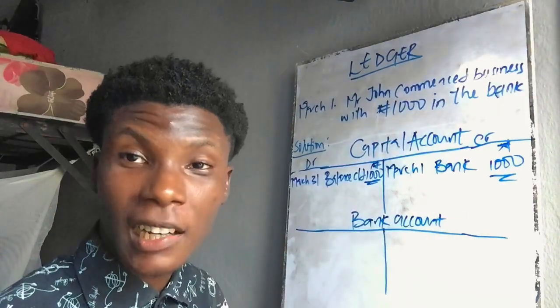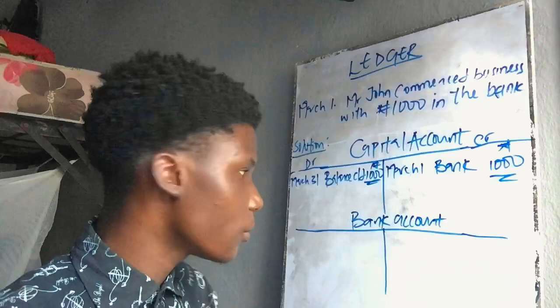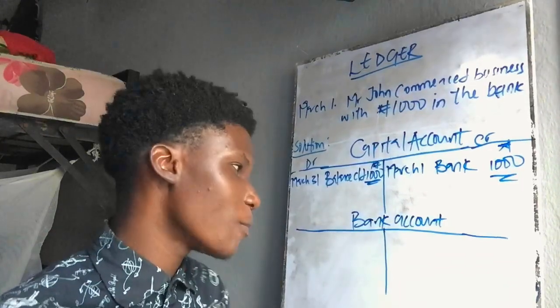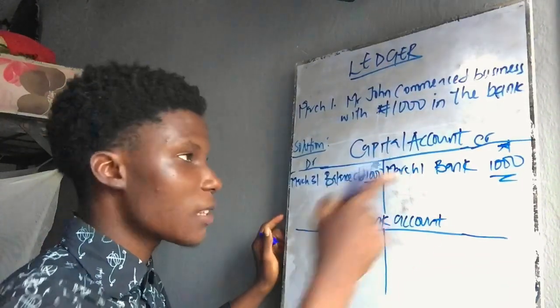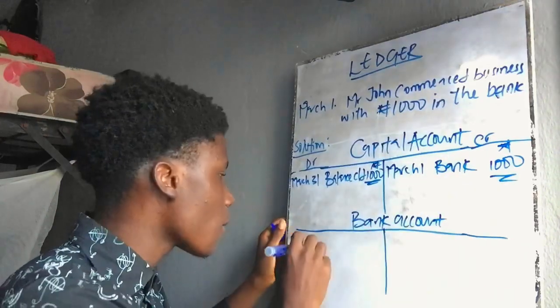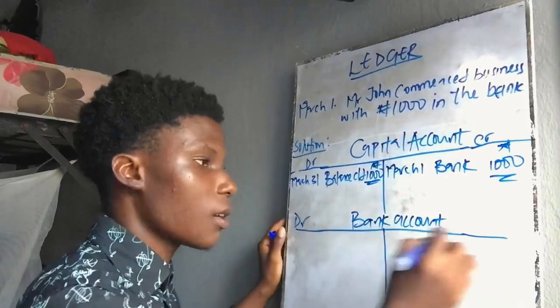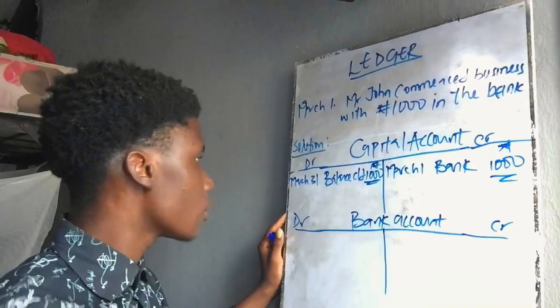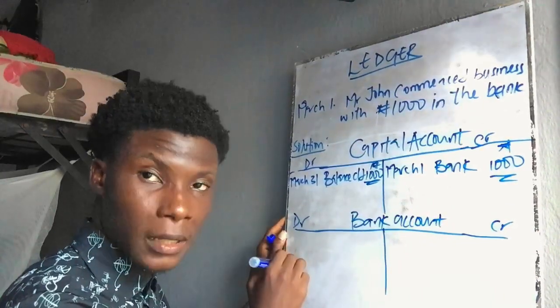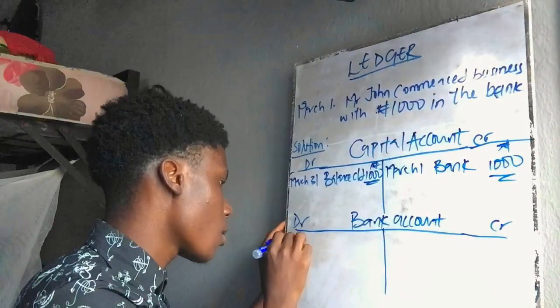Now we said that bank accounts will be what? Debited. Thank you for that. I know you're following. Okay, so bank account is debited with what amount? 1,000 naira. So these are the debit side and these are what? Credit side. So we have, remember to put your date. So March 1st.